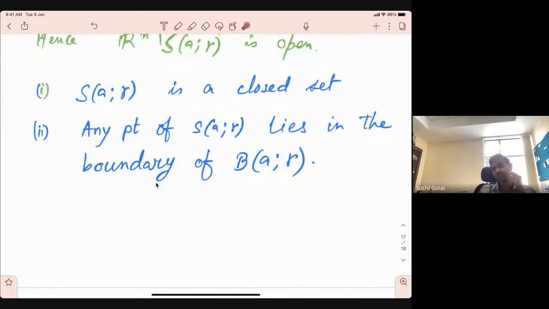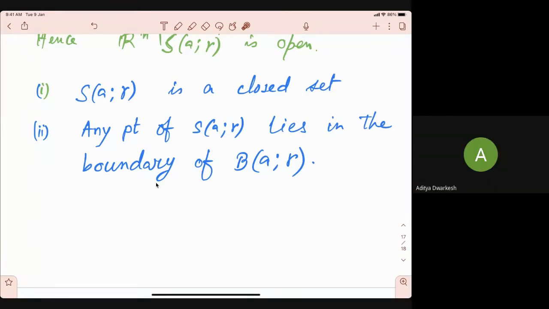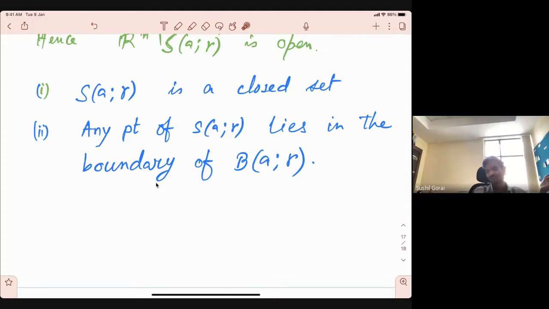So how do you see here? How do you imagine it? You don't need to give a reason yet. You can just tell how you see it, how you imagine it. I guess any open set containing a point of the sphere will spill over to both the inside and the outside of the sphere, necessarily. That is exactly what you need to solve.